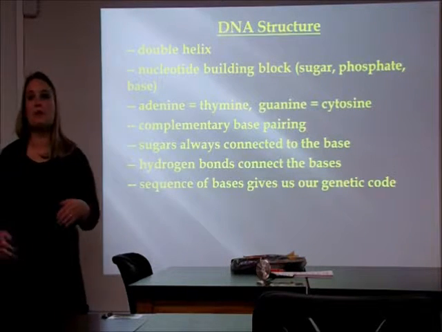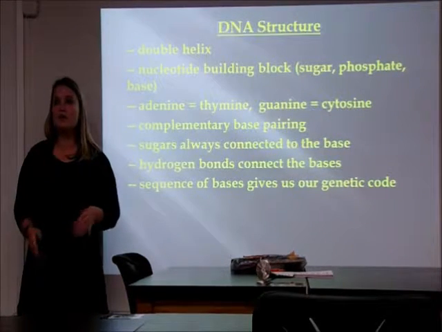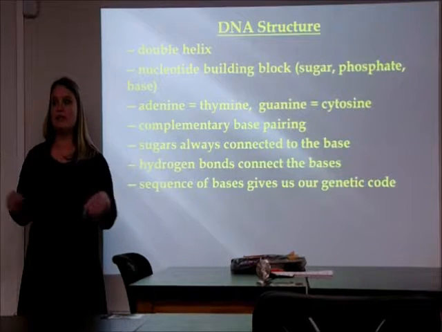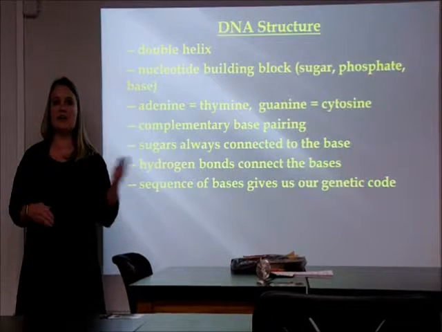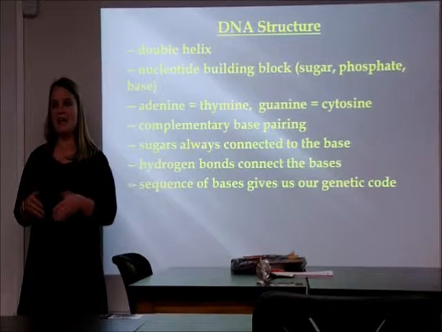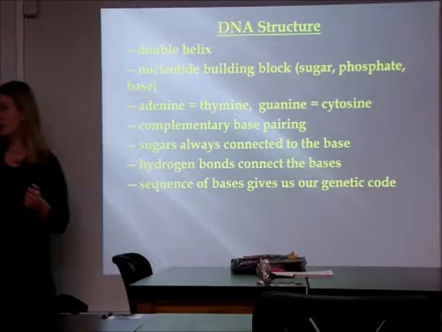And then the sequence of the bases is what gives us our genetic code. So as you look at the sequence, if it's A, T, C, G, that'll give you one genetic code, or it can be G, C, C, A, whatever it is, that tells you what you're looking at.